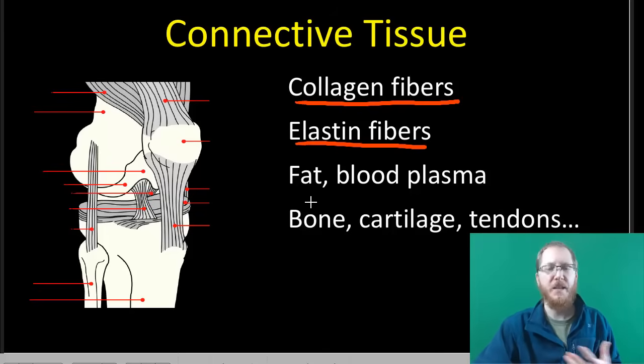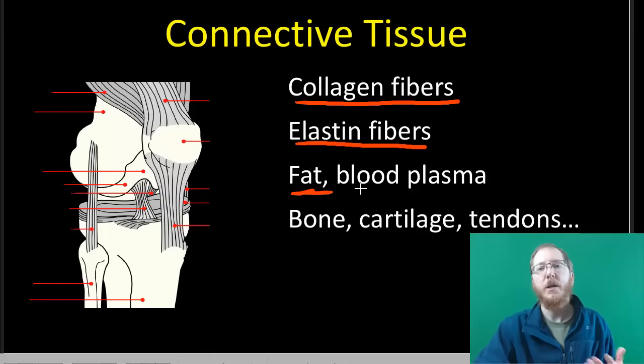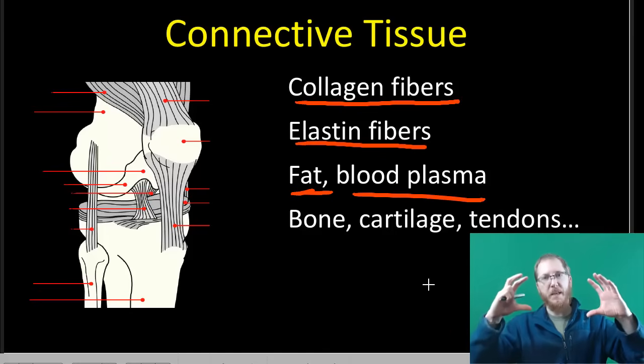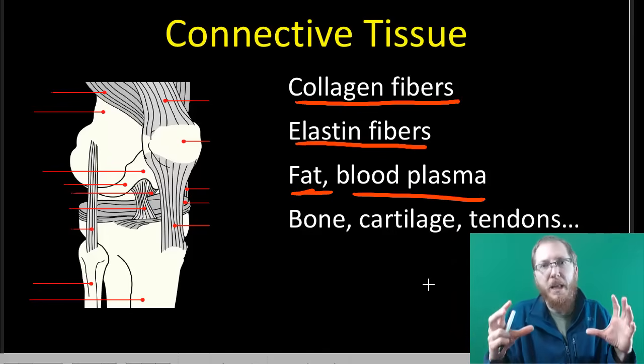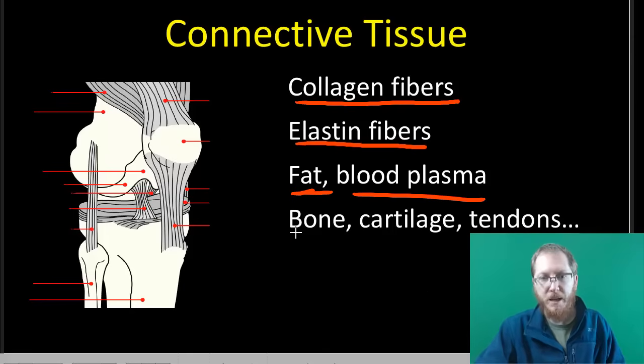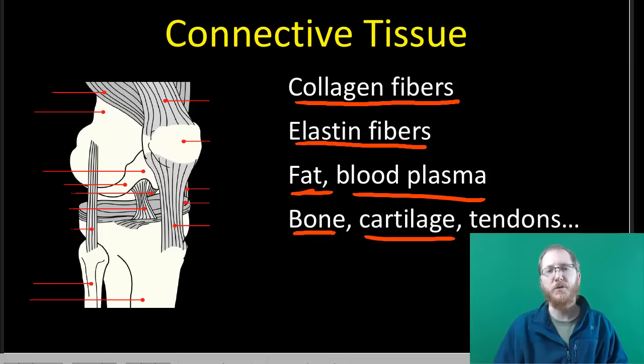But we have lots of connective tissue in our body. We have fat, or adipose tissue as they call it. We have blood plasma, which contains and keeps everything together and in place within our blood, all the red blood cells, the white blood cells, platelets, proteins. We have bone and cartilage. Those ones I think most people are fairly comfortable with. And then we've got things like tendons and ligaments that hold muscle to bone.